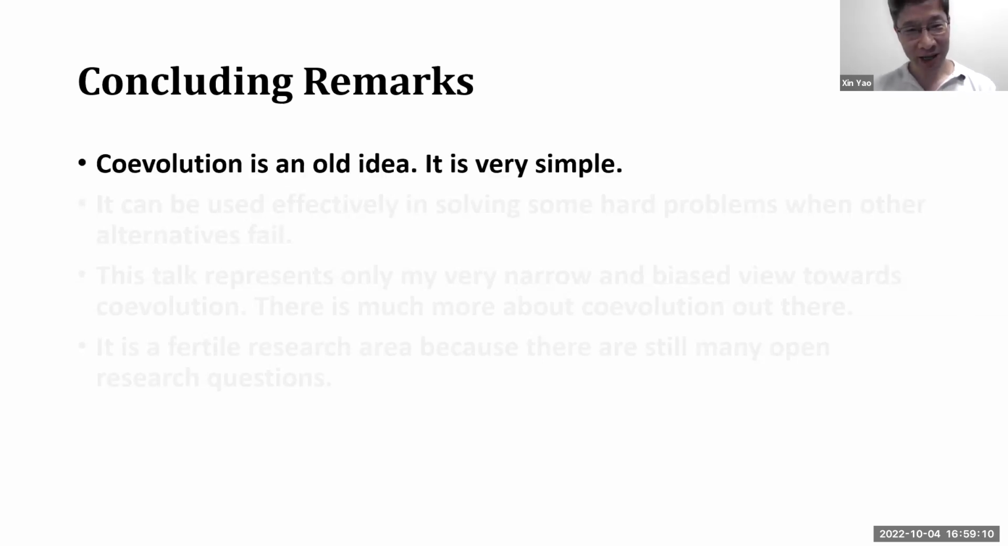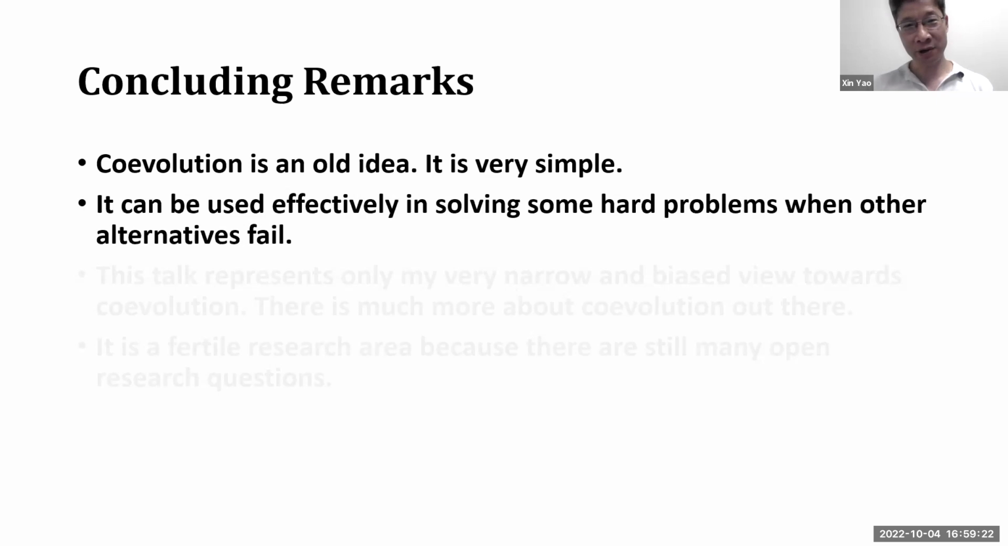It is a very old idea. It is very simple because in the introduction slides, describing the basic idea of co-evolution is just one slide. And I showed you it can be used as an algorithm to solve some hard problems, especially when other alternatives fail, which basically means that if you don't have a lot of domain knowledge you can use, maybe co-evolution could be a good alternative for us to investigate.